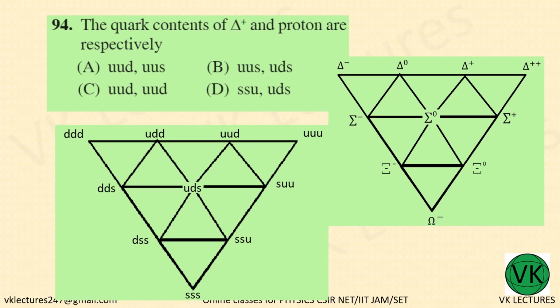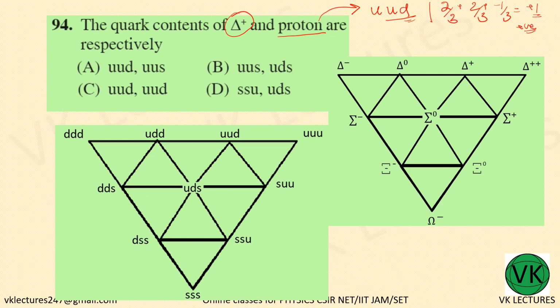Quark contents of delta plus and proton. Now proton you already know, U U and D. Up has 2 by 3 plus charge, again 2 by 3 plus, and down quark has minus 1 by 3 charge. So together you will get plus 1 as the charge. So proton has positive charge.